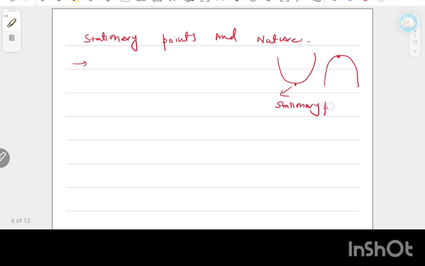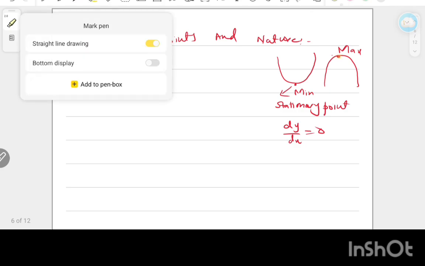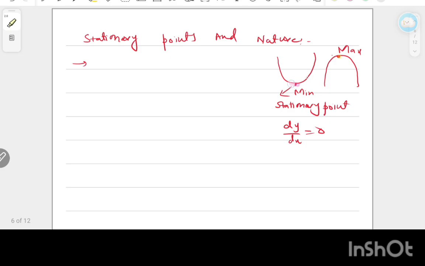Stationary point. Also we can say that this will be dy by dx. At this point it will be 0. First derivative will be 0. Okay, and also we have said this is a minimum point, and this is your maximum point. I have to highlight, this is your maximum point, and the other one is your minimum point.